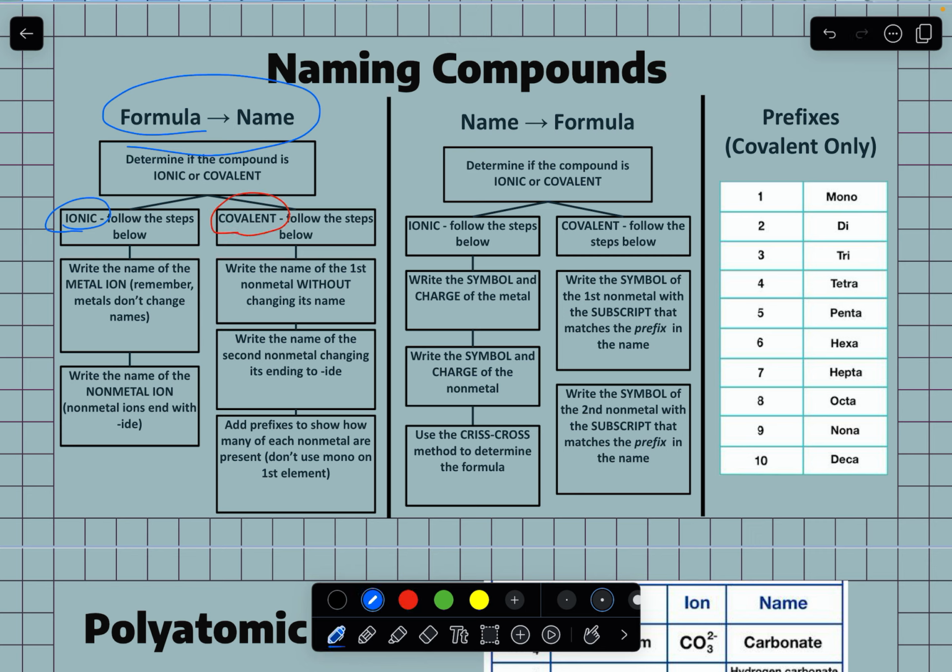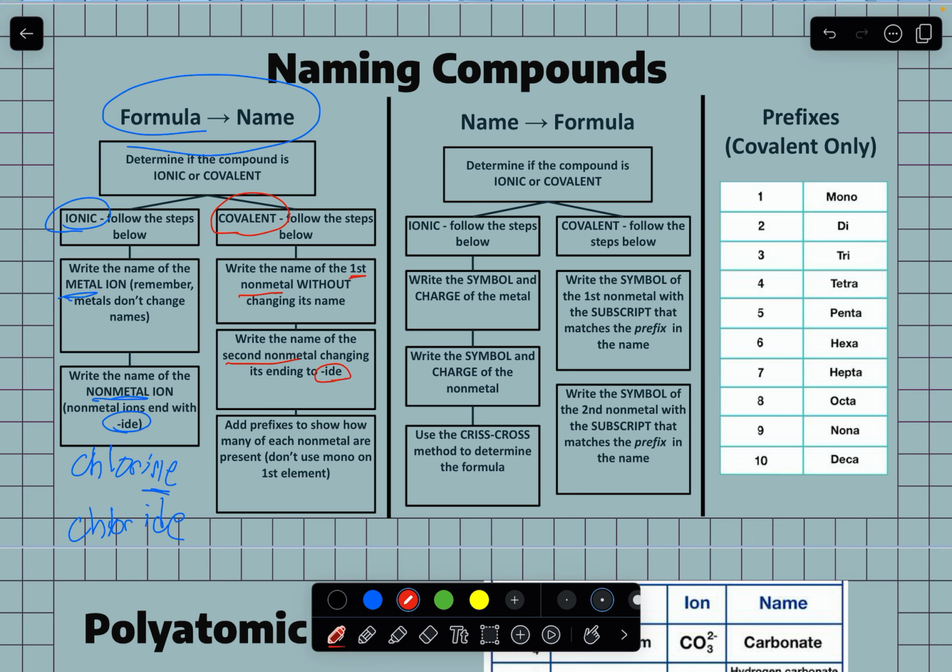Okay, so for ionic, your first step is you're going to write the name of the metal as it is on the periodic table. The second step is write the nonmetal ion with the IDE ending, right? So the IDE ending is if you take, for example, chlorine, you're changing the ending to ide. So instead of chlorine, it's chloride. Okay. For covalent, you're going to do something similar. You're going to take the first nonmetal without changing its name, write it as it is on the periodic table. The second step is you're going to write the second nonmetal with the IDE ending. Same thing we did for the ionic.